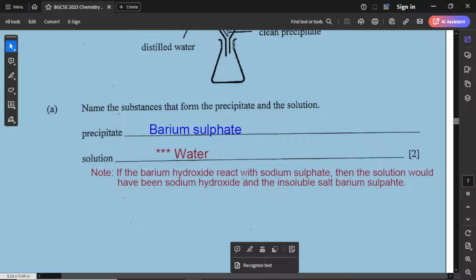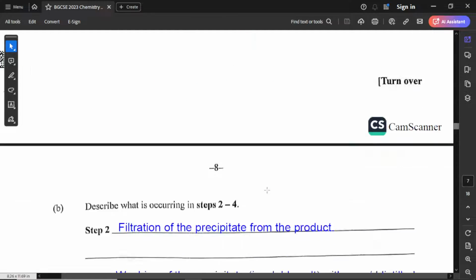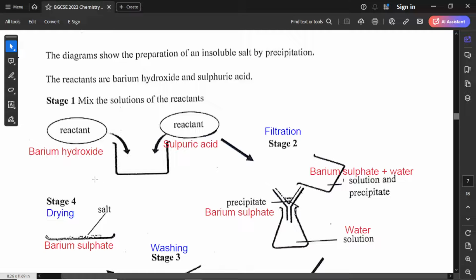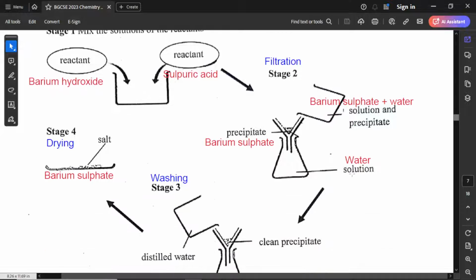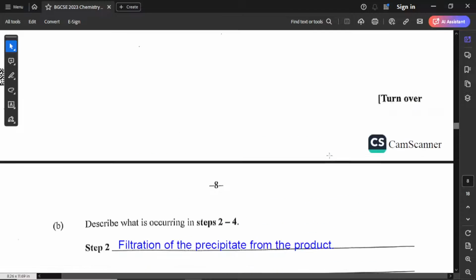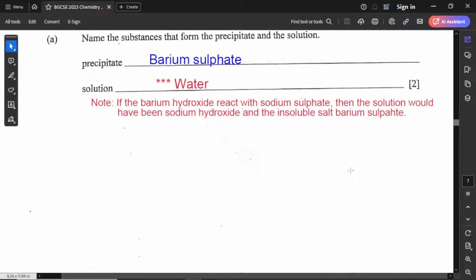Typically, what you get with the hydroxide and sulfuric acid is water. Just remember that when a hydroxide reacts with an acid, what you get is a salt and water. That's how we know that we only get water instead of a solution. Please take note of this bit of information right here. Very important bit of information.